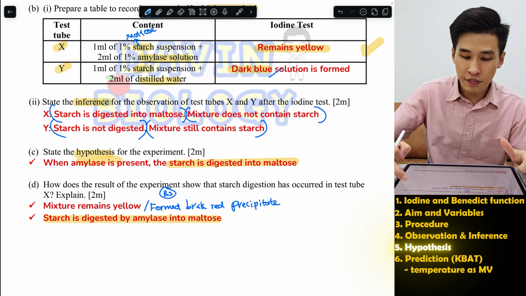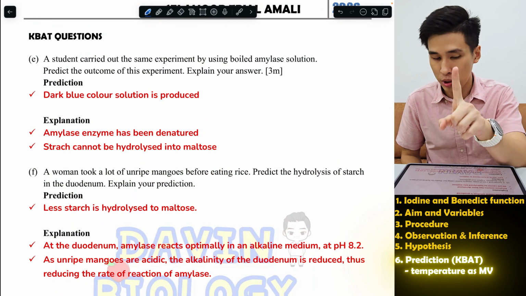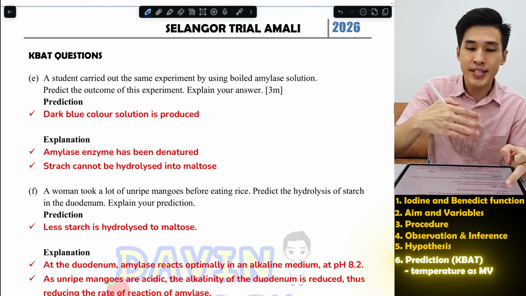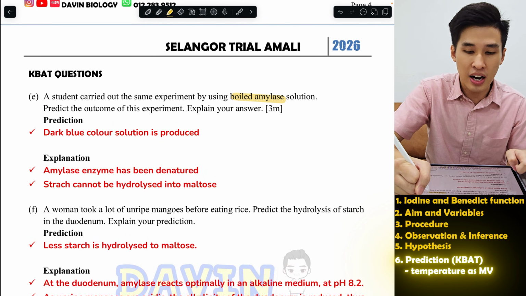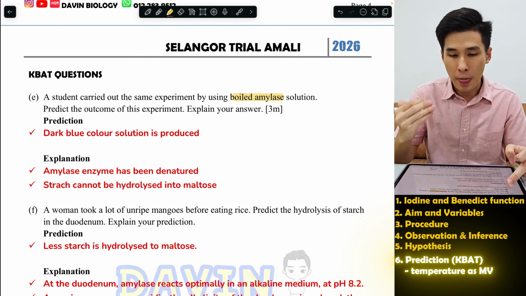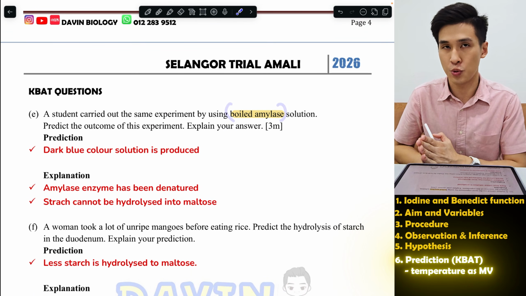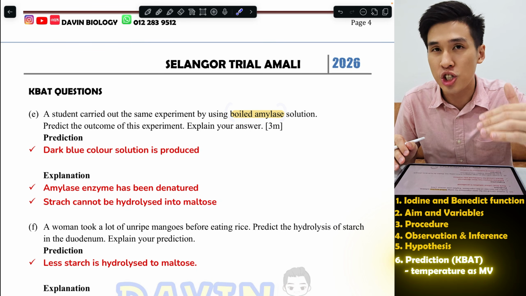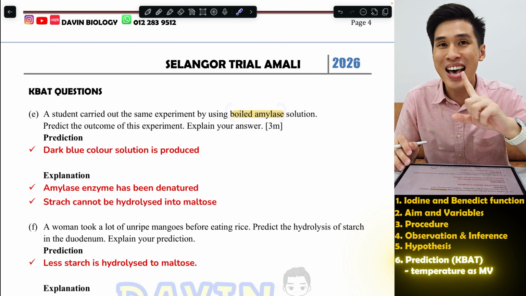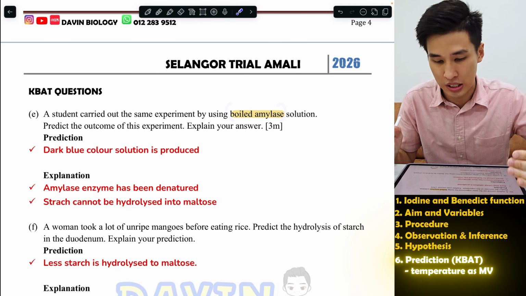Understand? And finally, a few KBAT questions here, which are quite important. You might want to listen. Now, a student carried out the same experiment using boiled amylase solution. Predict the outcome of this experiment. Now, this could be a possible experiment they could ask, where instead of using presence of amylase as the MV, they could use the temperature of the water bath as your MV. Okay, so they might change a bit. So I give you another possibility here.